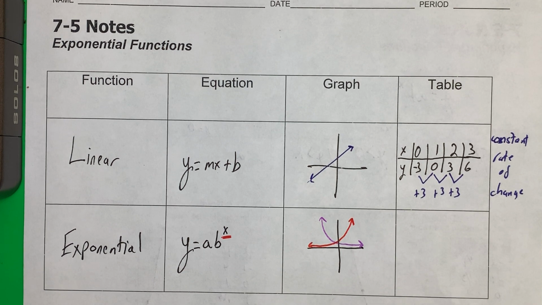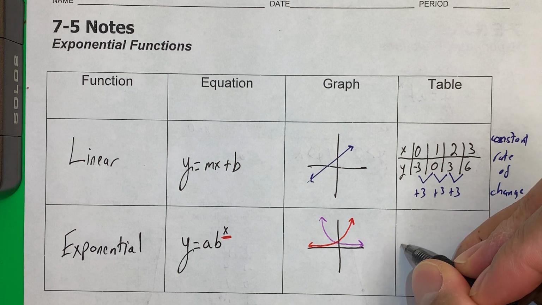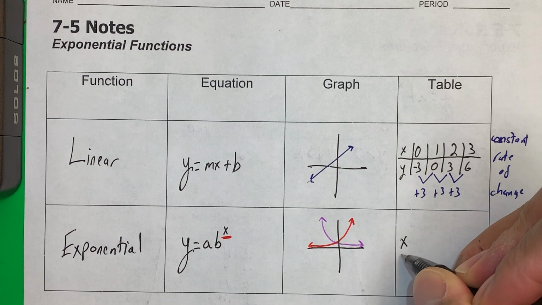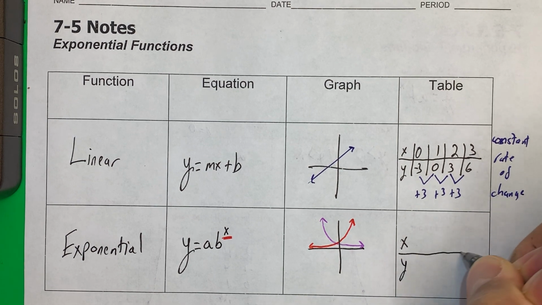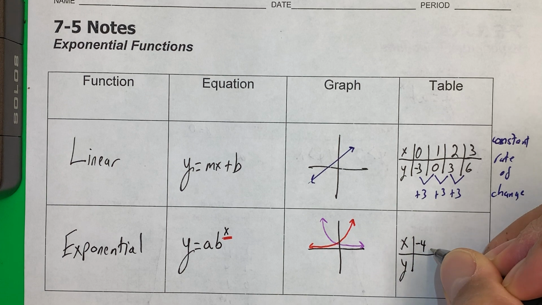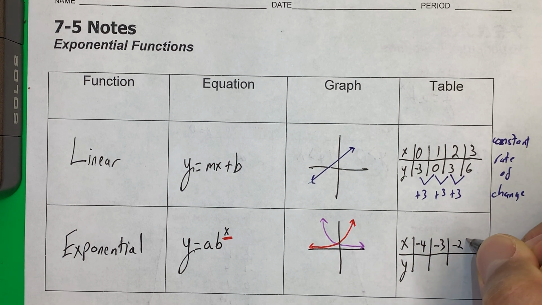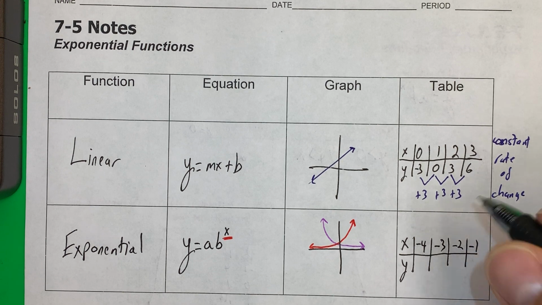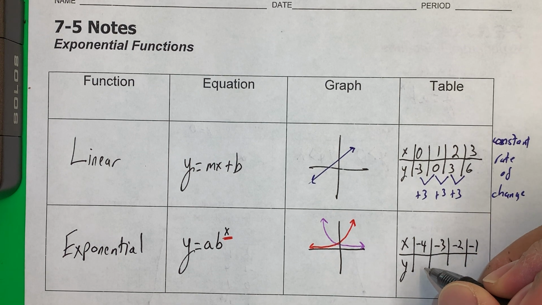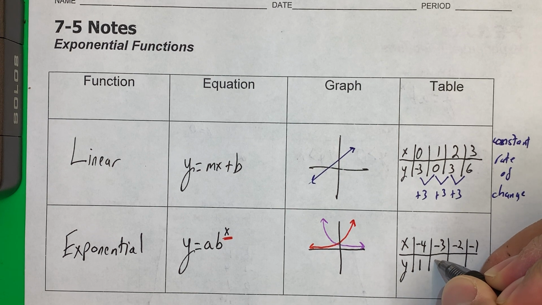But again, the new thing that I want you to see in this video is how to look at the table and identify it. So let's make a table similar to what we did in the last example, right? X on the top, Y on the bottom. And we'll change our X values up because these don't matter, so I just want you to see that. Let's have -4, -3, -2, and -1.